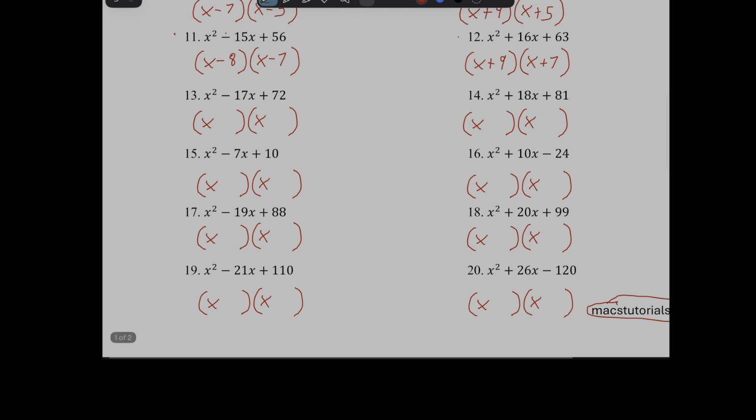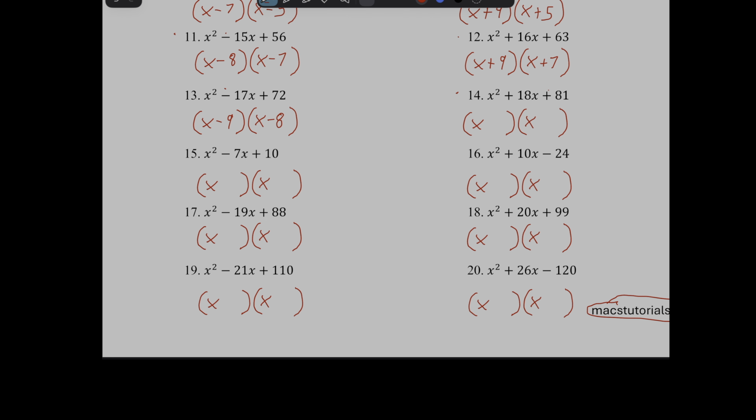We're going to go to number 13. Third term is positive. Signs are the same. Take the sign of the middle, which is going to be minus minus. Factors of the third add to the middle. In this case, it's going to be 9 times 8 is 72. 9 plus 8 is 17.